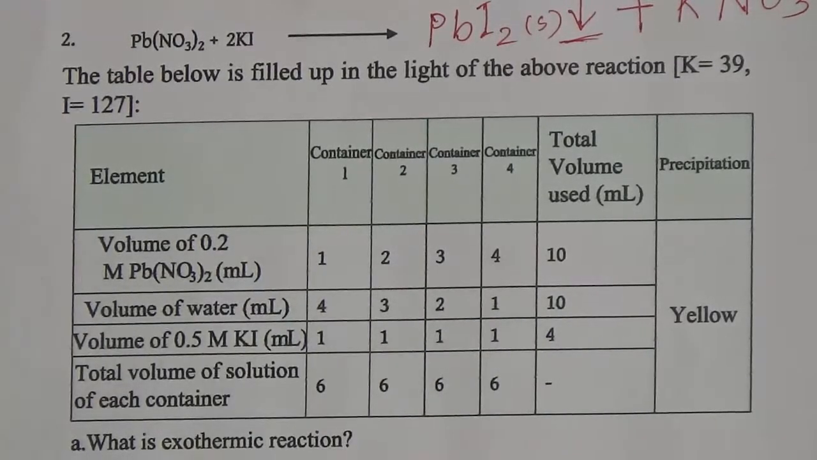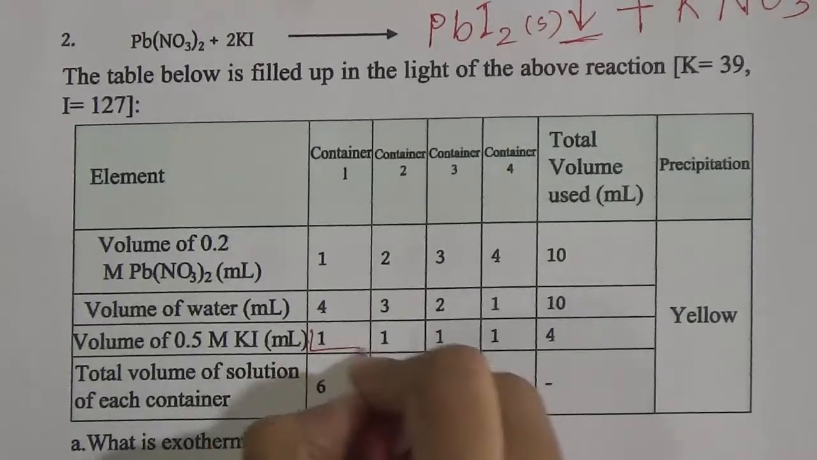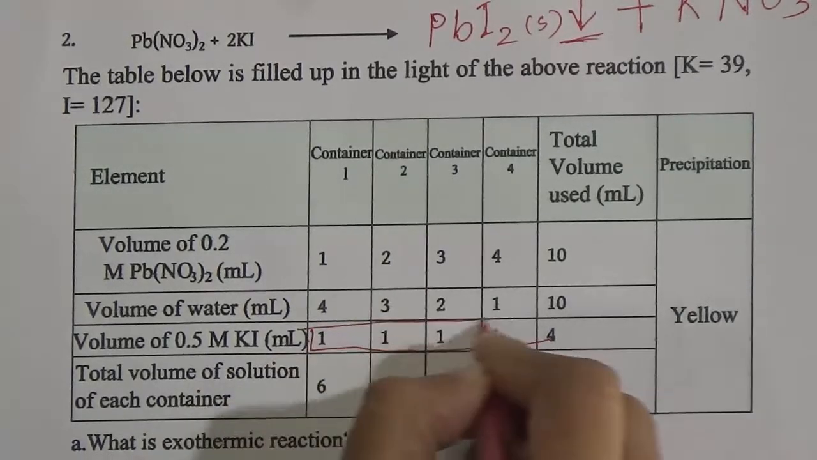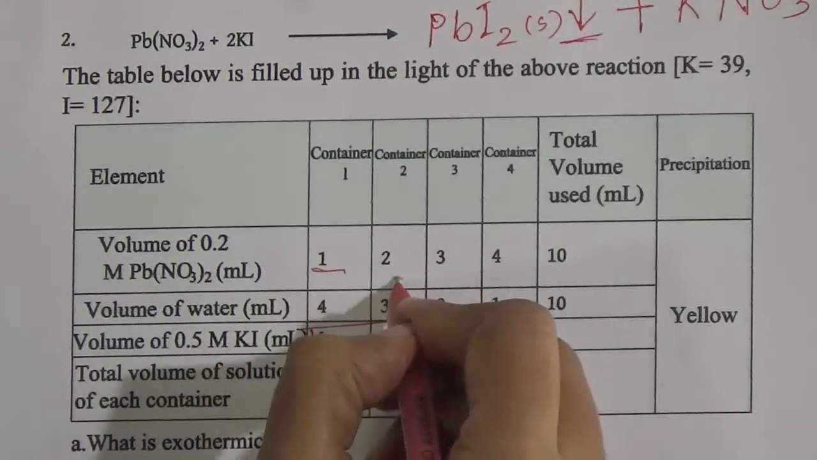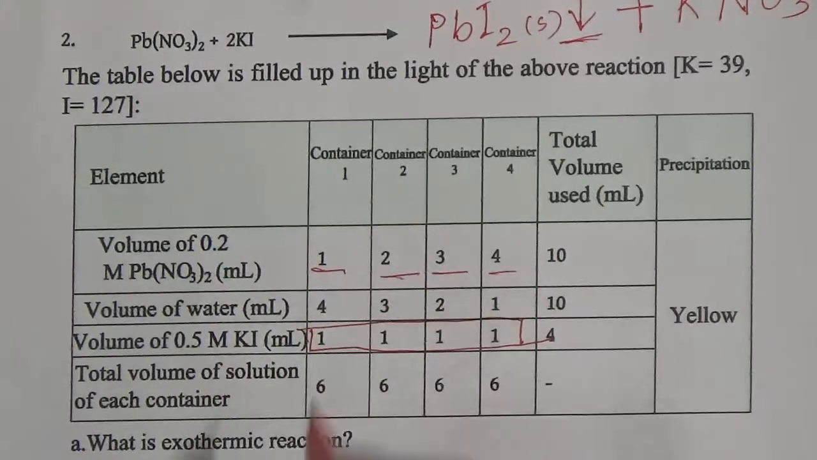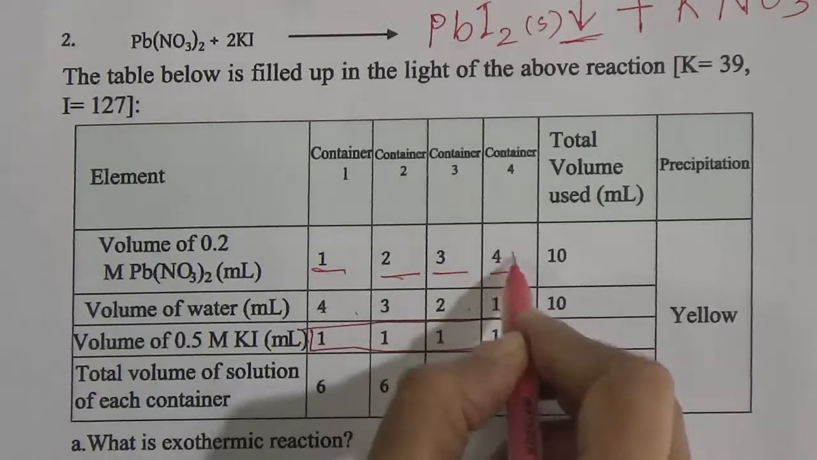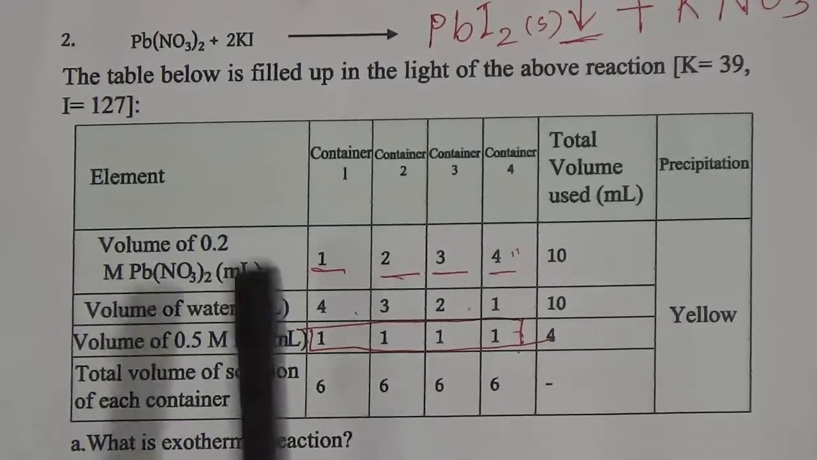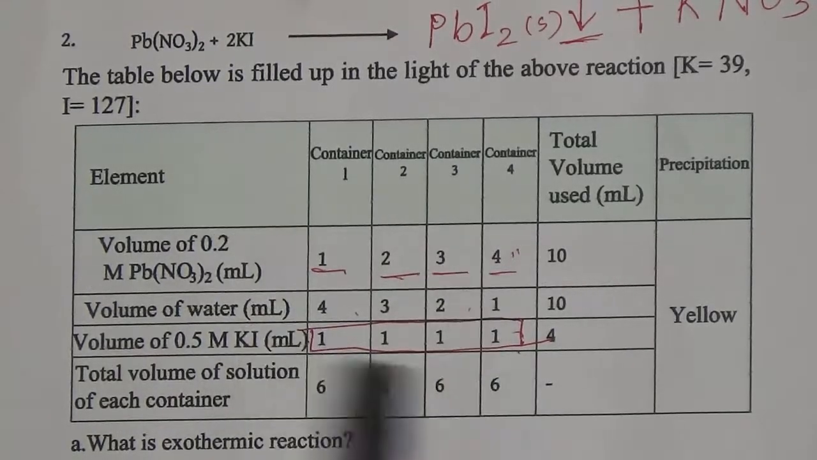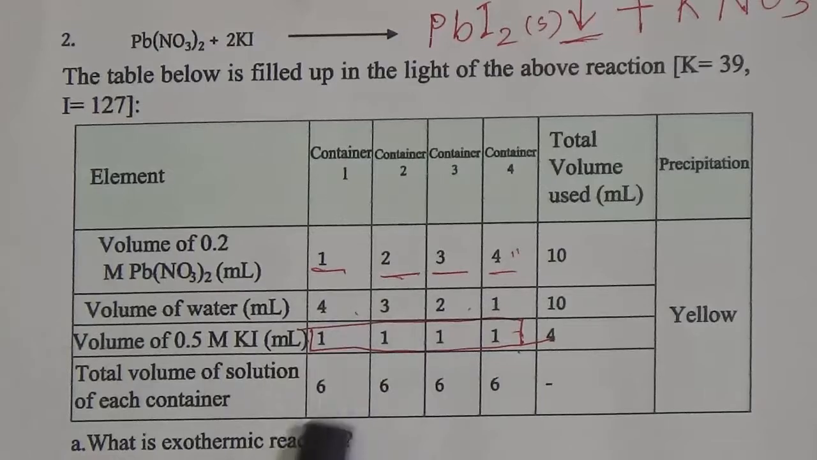Here we have to remember that in every container the amount of potassium iodide is the same, that means 1 ml, but the amounts of lead nitrate and water are different. Because the reaction occurs between lead nitrate and potassium iodide, the amount of lead nitrate is very important for us here.